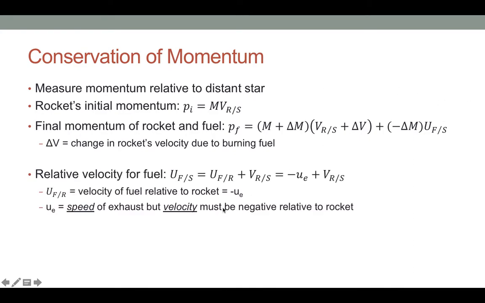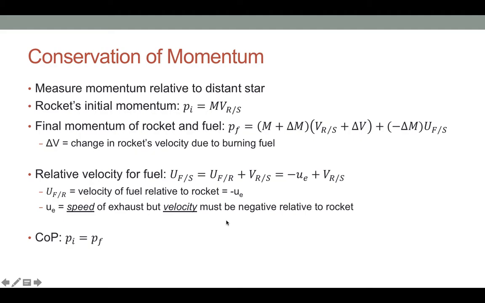So we need to use our relative velocity equation in order to relate that to things that we do know. So the velocity of the fuel with respect to the star equals the velocity of the fuel with respect to the rocket plus the velocity of the rocket with respect to the star. This will convert this velocity in the star's frame of reference to the velocity in the rocket's frame of reference. This right here is just minus u sub e. It's minus because u is a positive number. It's the speed. This right here is the velocity. It has to include the fact that the fuel is going out the tailpipe, or going in the negative direction. And this right here is just the velocity of the rocket with respect to the star.